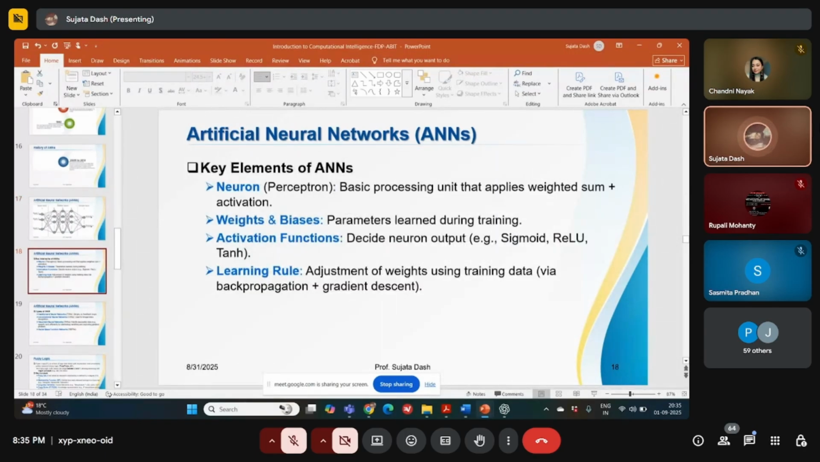Then coming to the key elements of artificial neural network. A single neuron is generally called a perceptron. This is the basic processing unit, and it applies a weighted sum plus an activation function. Already I told you, in every neuron you will find two functions, summation function and activation function. In the summation function, when the input data comes, it is multiplied with the weight factor connected to it, and then it enters the neuron.